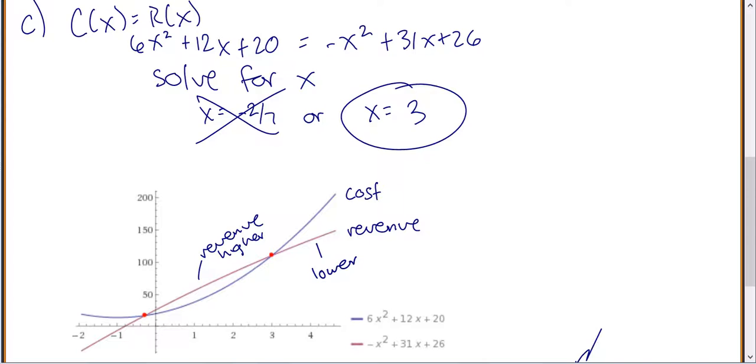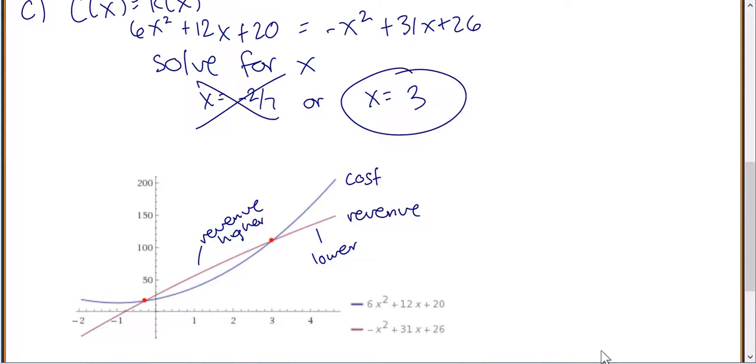And so I could tell just looking at this that we don't want to make more than 3 items or we're going to be losing money. I don't know what kind of business plan this would be if you only have 3 items, but that's what it comes up with the numbers they gave us. Okay. So that is our break-even point.